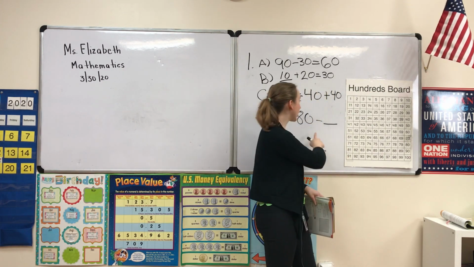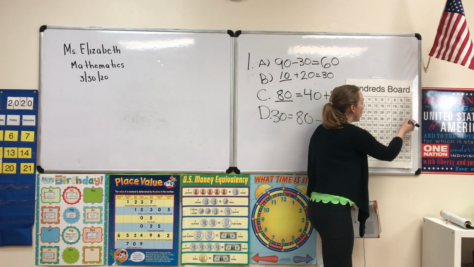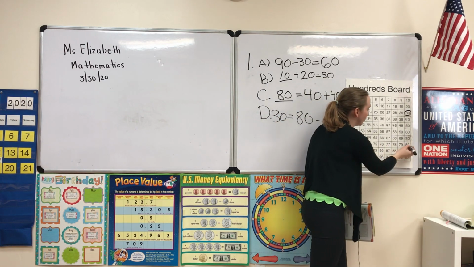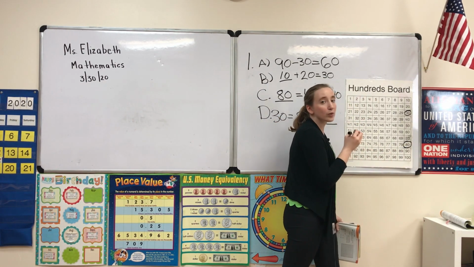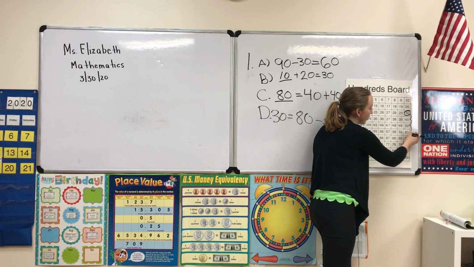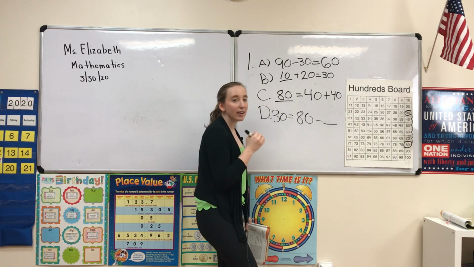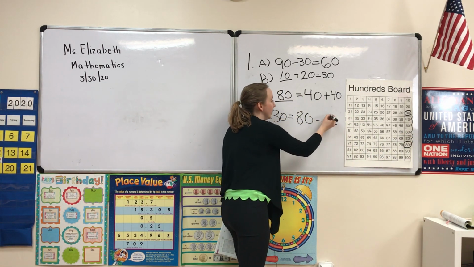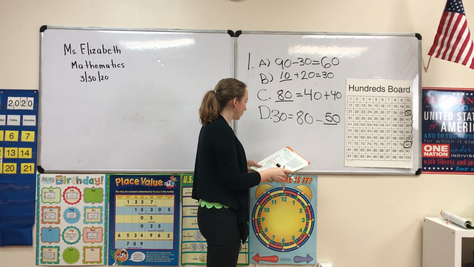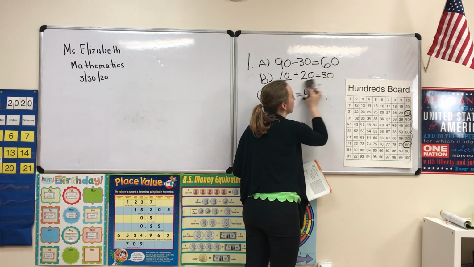So even though this is subtraction, we're going to solve it using addition. We're going to start with 30, and we know we need to get to 80. So we're going to add by tens. 10, 20, 30, 40, 50. So we added 50 to get 80. All right. Now we're going to move on to check your understanding.